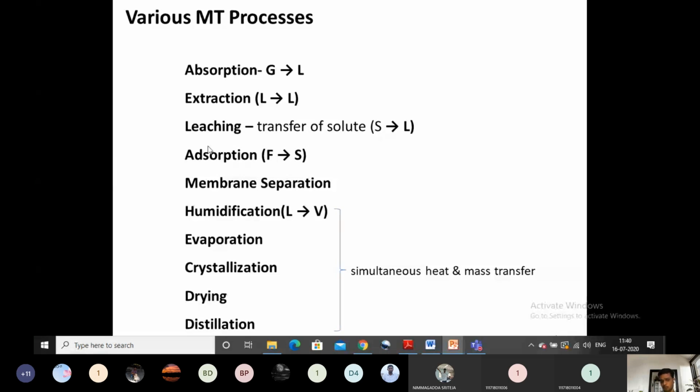Adsorption is the transfer of a solute from the fluid phase, whether liquid or gas. The solute present in the liquid or gas is transferred onto the surface of the solid, and this is called adsorption. The common example for the adsorption process is dye removal. Dye solution in textile waste is present in liquid form, dissolved in water or some solvents. We need to separate the dye components from the water, so we add activated carbon.